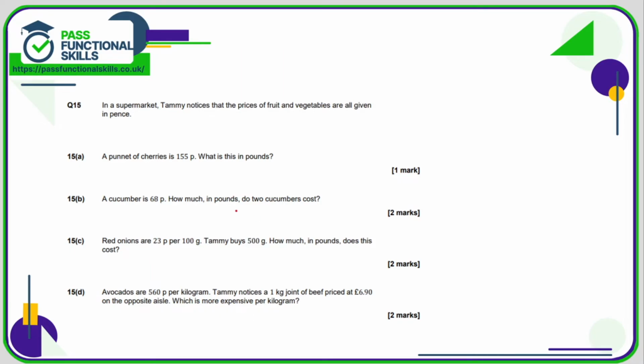Question number 15. A punnet of cherries is 155p. What's this in pounds? Well, let's create 2 decimal places, so that is £1.55. 1 cucumber is 68p. So how much is 2 cucumbers? We're not allowed to use a calculator, so we might need to do 68 times 2. 2 8s are 16, carry 1, 2 6s are 12, plus 1 is 13. So that's 136p. Create 2 decimal places, so that's £1.36.